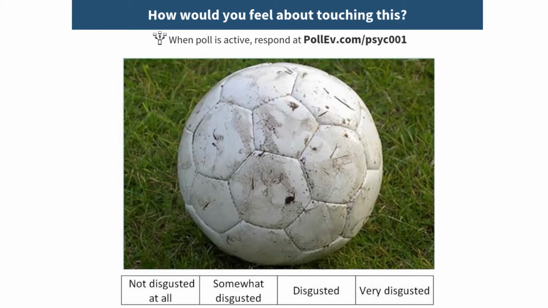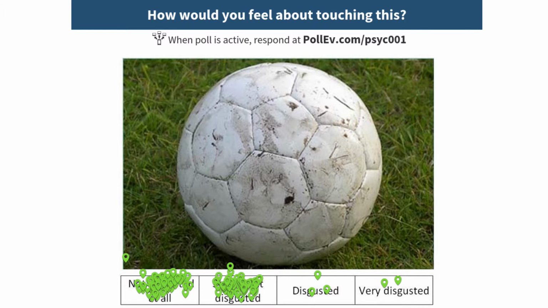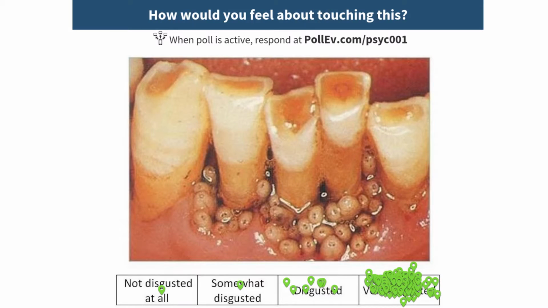So this would be one of a series of many photographs that I would show students to identify how disgusted they would be about something. This is a soccer ball. Most of them say they're not very disgusted. But then, I apologize for the next image, I show them rotting teeth with maggots. And they are very disgusted.